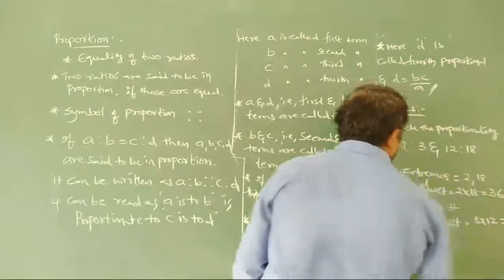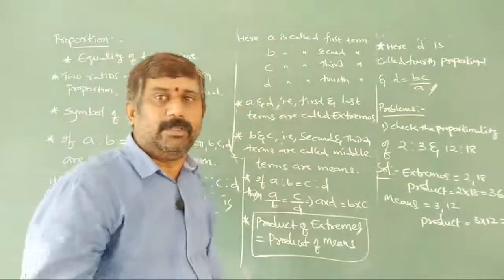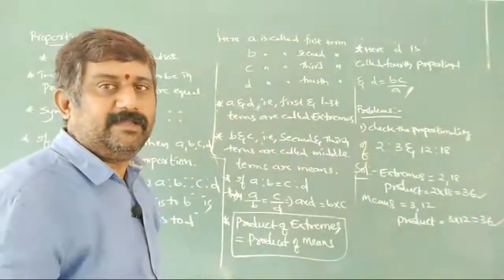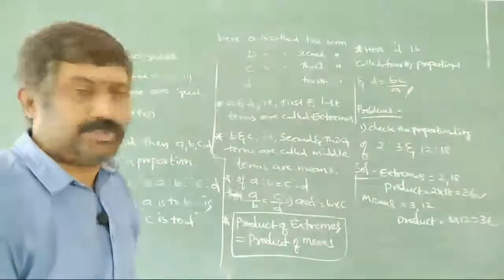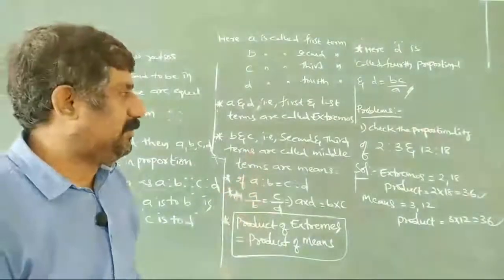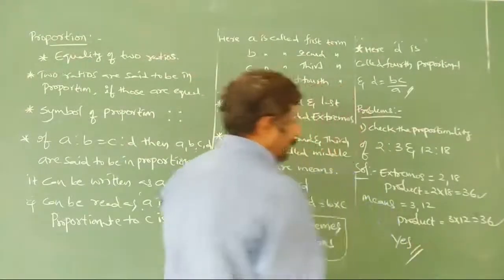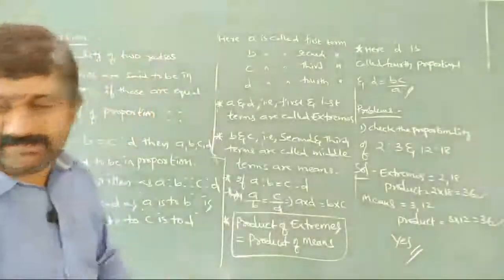So what we got here? Both the products we got are 36 and 36 only. So what we can say here? We can say the given are in proportion. So yes, check the proportionality means we can say simply yes, those are in proportion. Let us take one more problem here.